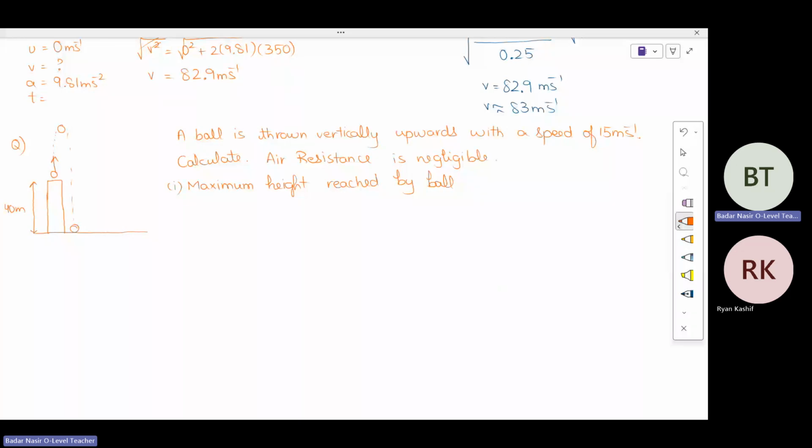So you have to calculate the maximum height reached by the ball and the maximum gravitational potential energy at that height. So you have to find this, and then you have to use the law of conservation of energy.